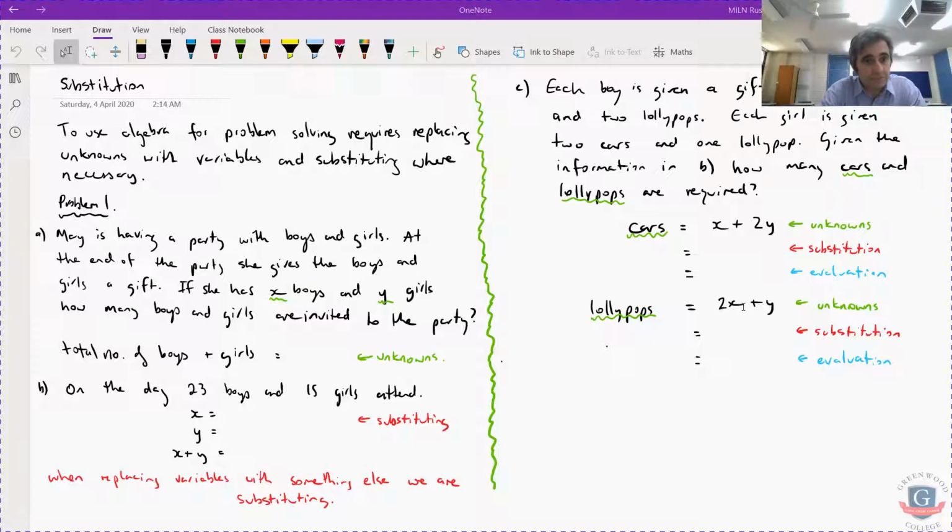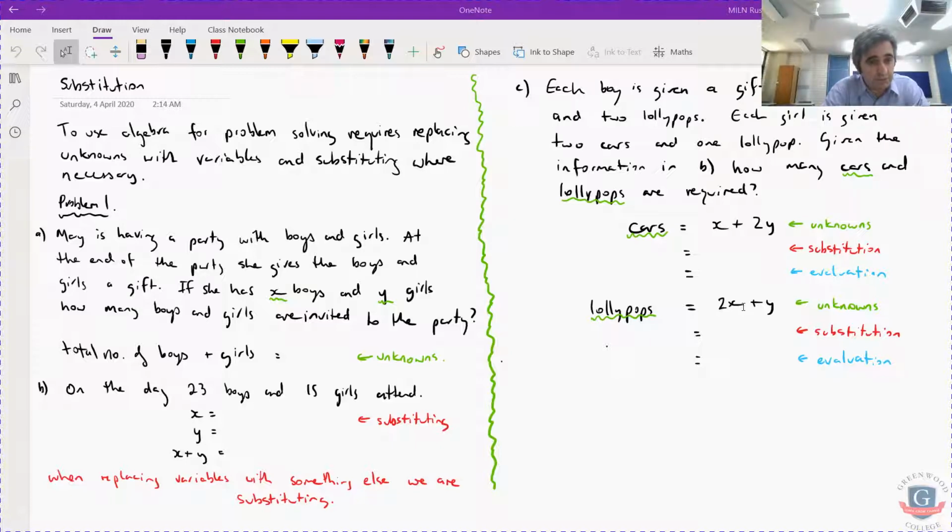So, to use algebra for problem solving requires replacing unknowns with variables. So if we don't know something, we're going to put a variable in its place, and substituting where necessary. When we say substituting, it's where we have a variable, and we're going to put a number or a quantity. So here's a problem, and that might help you put all those words into the right places.